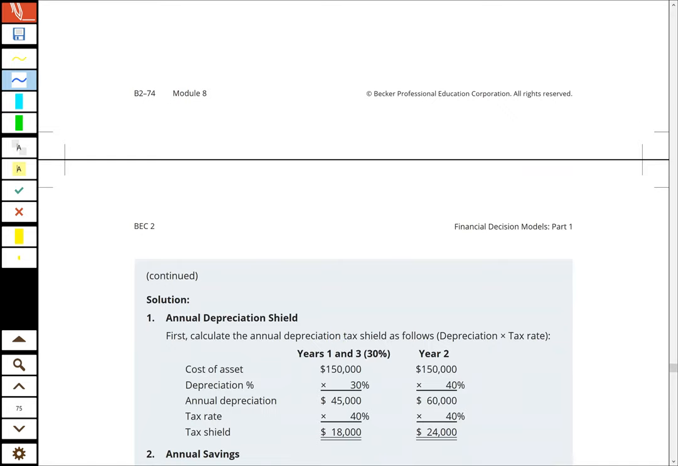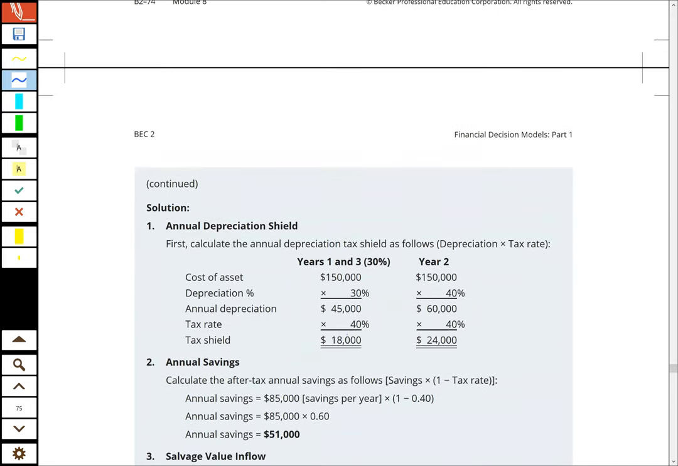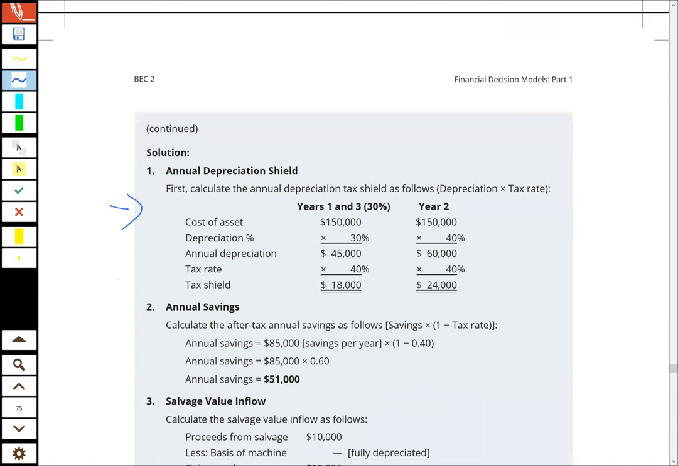So they tell us net present value, and let's go ahead and take a look at how we would have worked this. We take the cost of the asset, and they tell us to go ahead and calculate the tax shield first. For years 1 and 3, because it was 30%, that's $45,000 of depreciation times the tax rate, which means we get to shield $18,000. If we don't buy this machine and don't have this depreciation, we'd have to pay tax on that income of $45,000 for years 1 and 3, and $60,000 for year 2. So we have a $24,000 and $18,000 tax shield, often called tax savings, meaning we don't have to pay tax on that amount of income because of this depreciation. Why? Because we bought this machine.